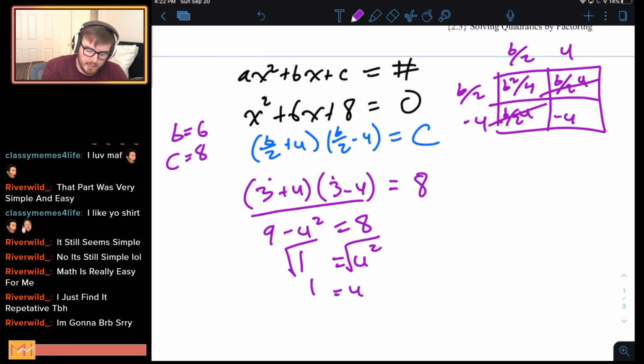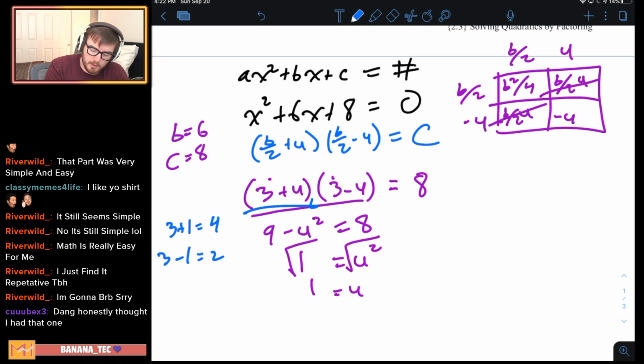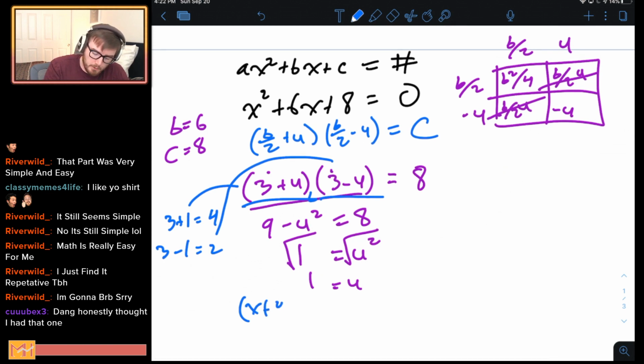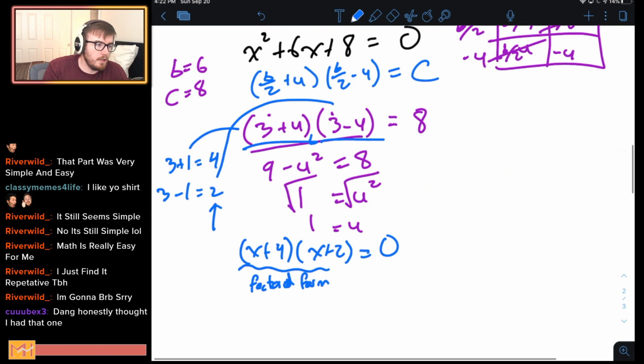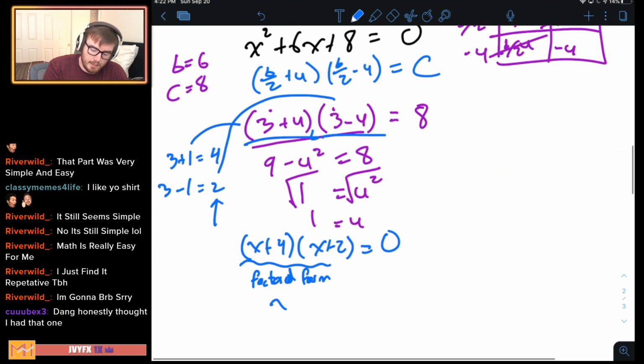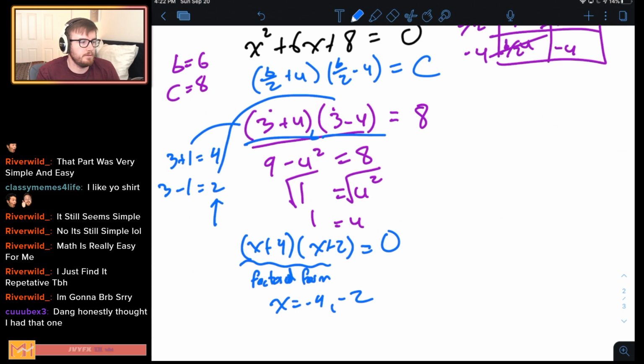And what was the point of that? Well, I could now say 3 plus 1 equals 4, and 3 minus 1 equals 2, because that's what these are, right? And 4 and 2 means I can write the following: x plus 4 times x plus 2 equals 0. This right here, which came from these two numbers, is called factored form. And x equals -4 and -2.